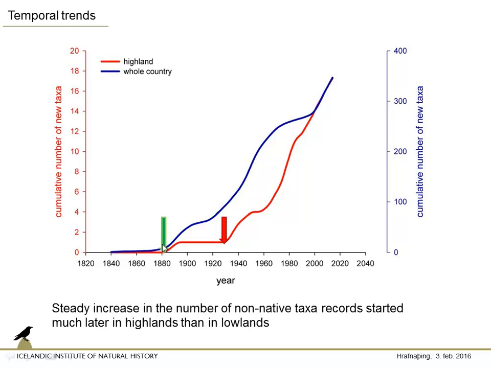In the lowland part of Iceland, it started at the end of the 19th century, whereas in highland areas, it was about 1930. And of course, the number of taxa, you can see that this is hardly comparable. We have hundreds here, and here is just 20 new taxa. It's about here, at maximum.